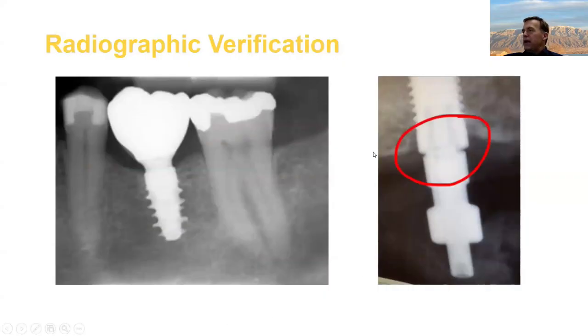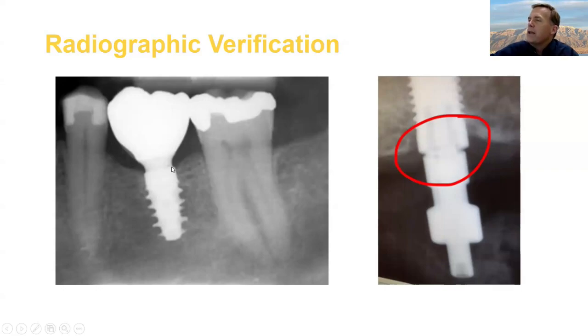Again, take an x-ray. This is what I was talking about with an internal connection implant on the left here. See how on the right-hand side, you can see there's a big old gap. That thing isn't seated. But sometimes you'll see kind of an angle inside here. It's a little bit harder to tell.